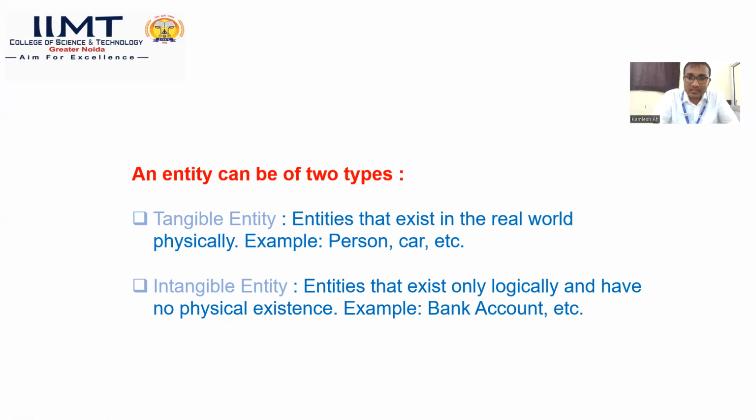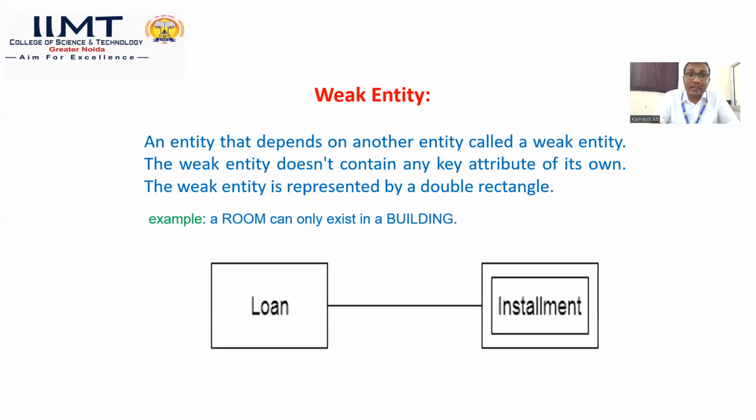So I exist in the real world, so I am a tangible entity. Take a car, because a car has a number, model number, registration number, and color. So this is physically available. So this is the entity. Okay. What is a weak entity?